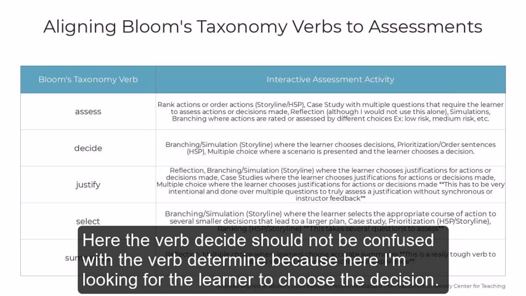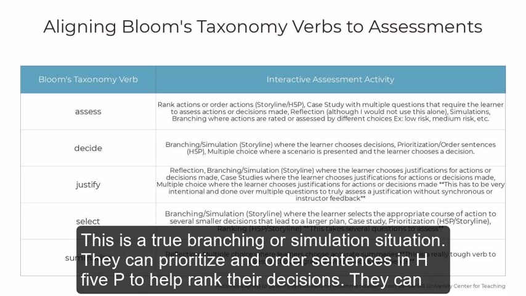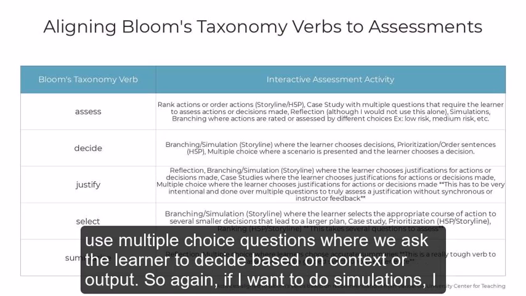Here, the verb decide should not be confused with the verb determine because here I'm looking for the learner to choose the decision. This is a true branching or simulation situation. They can prioritize and order sentences in H5P to help rank their decisions. They can use multiple choice questions where we ask the learner to decide based on context or output.